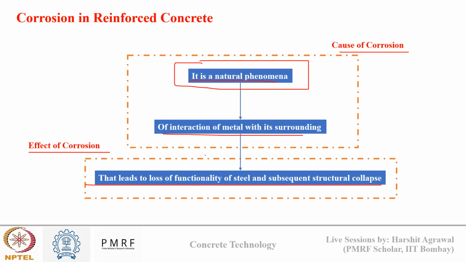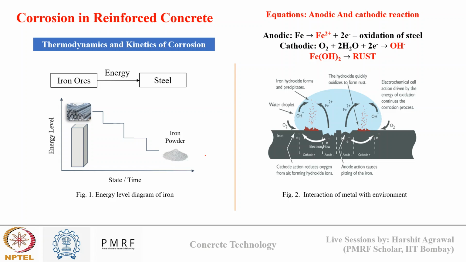Okay, so during the content ahead, we'll talk about all these three points separately so that we are clear with the definition. So, if we see the thermodynamics of corrosion, what thermodynamics says is every material is stable in its lowest energy state. Okay, this is a universal law of nature.